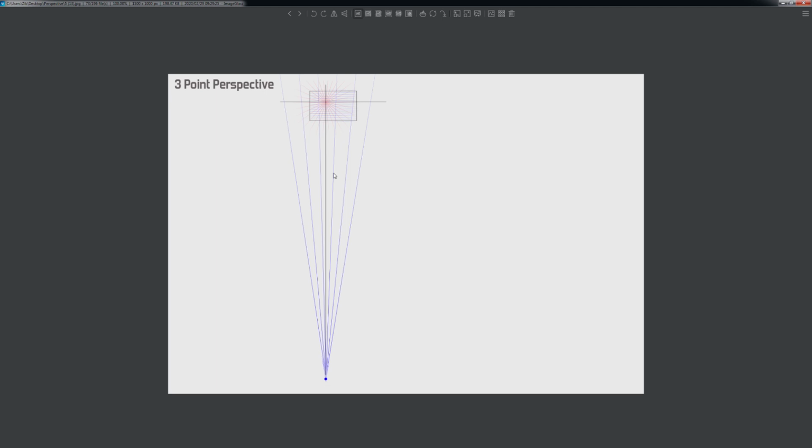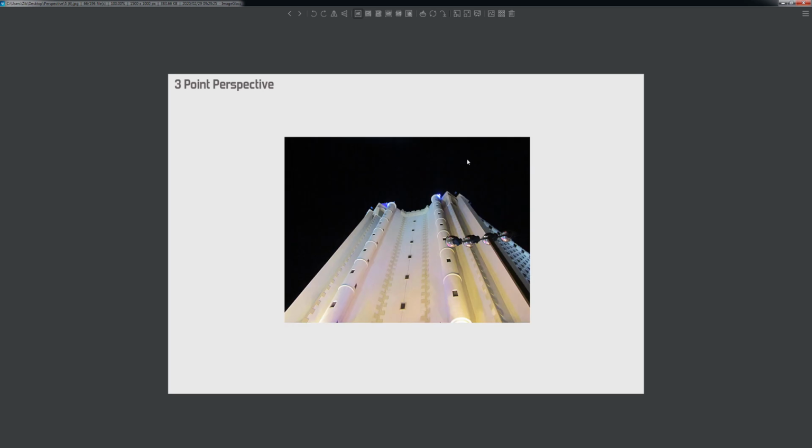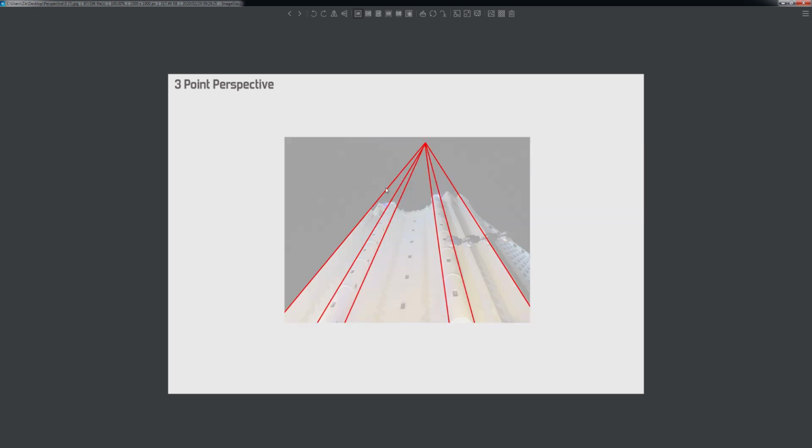We'll draw on our third point, and then we could do the same by exactly just flipping it upside down. So on this one, the point's down. On this one, the point is up. And if we remember with this picture example, when we look up at something, that third point is up.